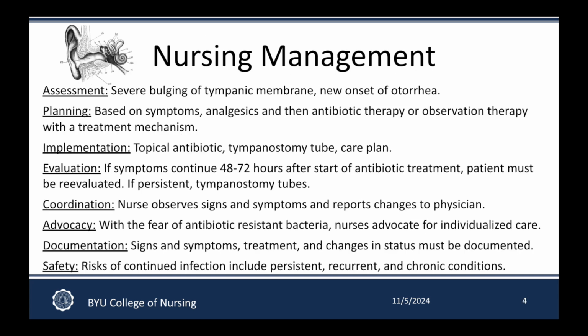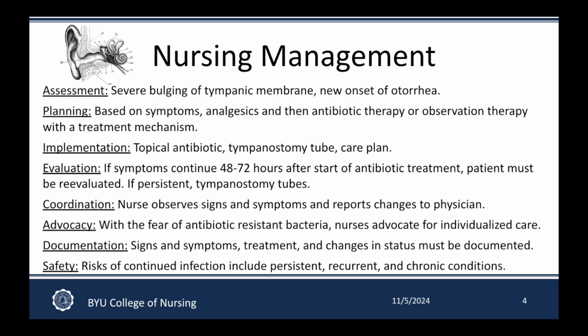All right, for the nursing management, first of all, it's the assessment, and that is observing the signs and symptoms of otitis media, and that includes moderate to severe bulging of the tympanic membrane, as well as a new onset of otorrhea with pain. The planning is based off of the physician's diagnosis and prescriptions, and so the nurse mainly has to understand their plan, whether they're going to do analgesics to help with the pain, and whether they're going to do antibiotic therapy or observation therapy.